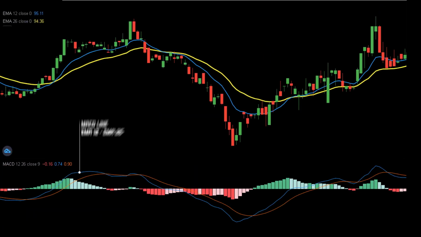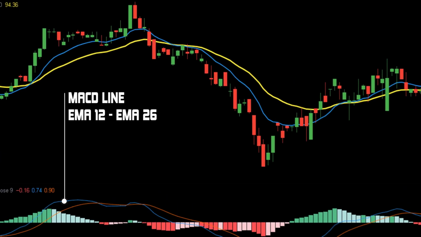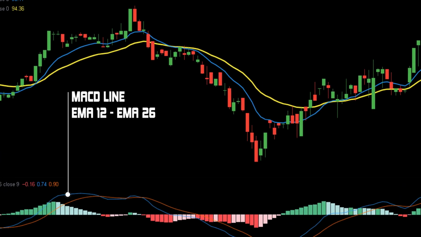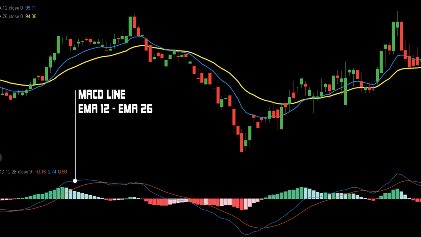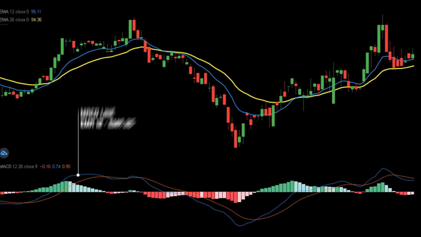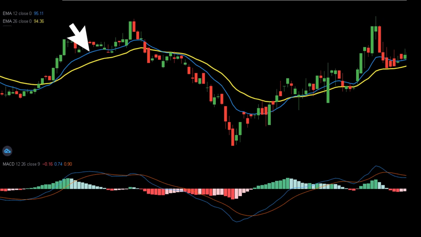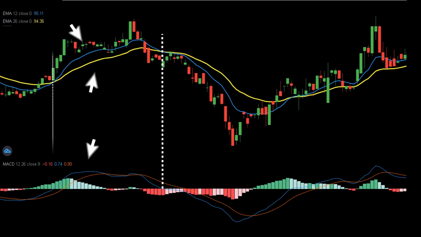First up, the MACD line. This line helps identify the market's price trend. It's calculated by subtracting the 26-day exponential moving average, EMA, from the 12-day EMA. In simple terms, when the 12-day EMA is above the 26-day EMA, the MACD line sits above zero. When the 12-day EMA drops below the 26-day EMA, the MACD line moves below zero.